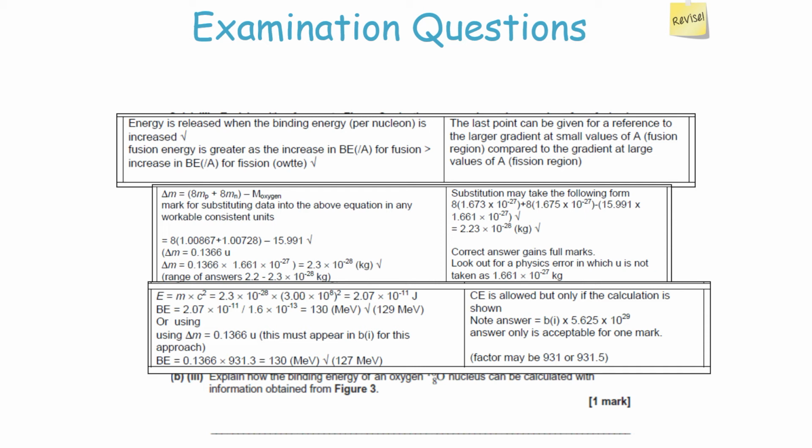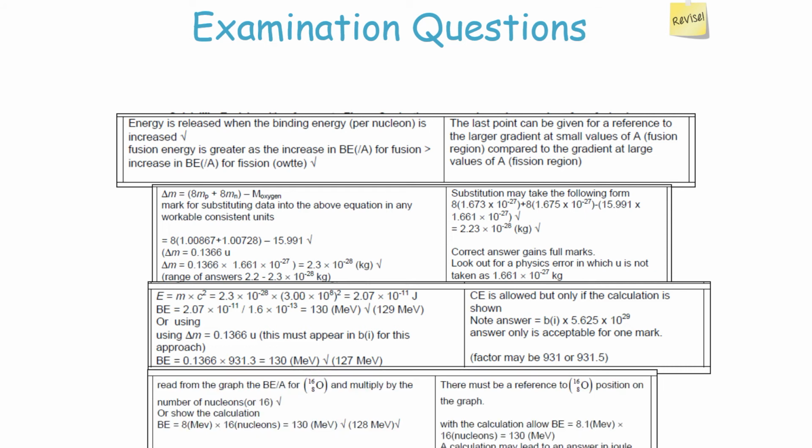Now finally, explain how the binding energy of an oxygen nucleus can be calculated from the information obtained from figure 3. Now the important thing to note is on this graph, it's binding energy per nucleon. So what you would do is you'd read off the binding energy per nucleon for the oxygen nucleus, and then you multiply by the number of nucleons to just get the total binding energy. So it would be 8 MeV from the graph multiplied by 16, which is approximately 130 MeV.